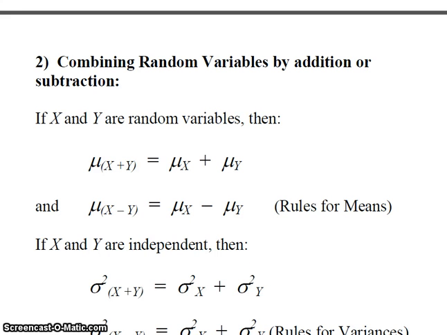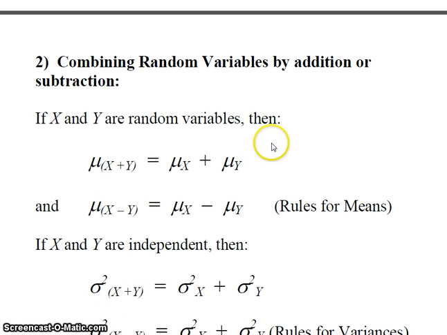In statistics, we often need to combine random variables by addition or subtraction. And when we do that, we need to be able to figure out what the mean of the combined random variable is, or what the variance or standard deviation of the combined random variable might be. So these are the rules that explain all that.